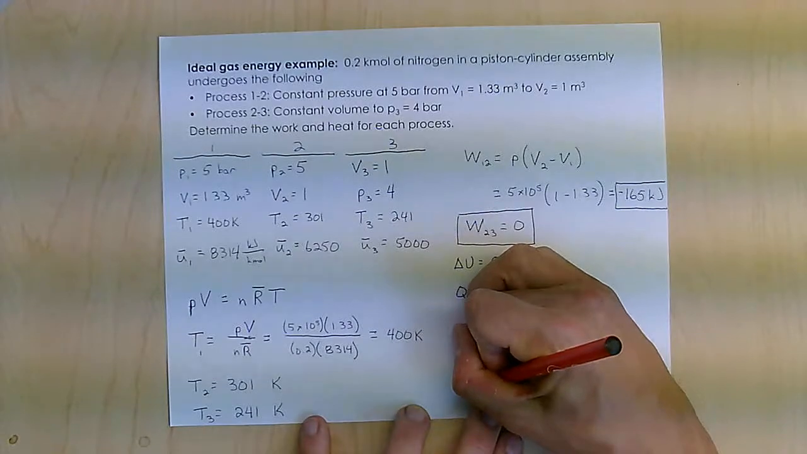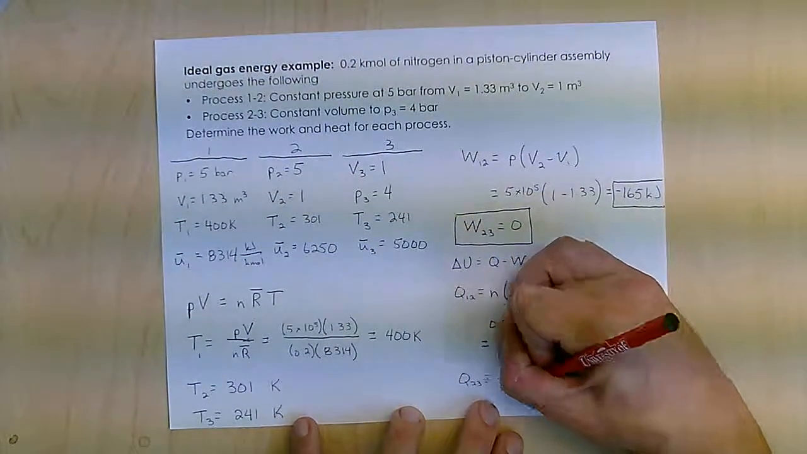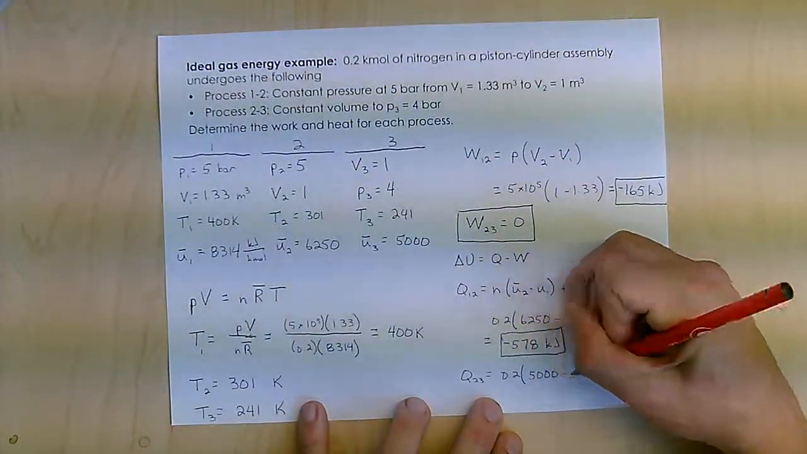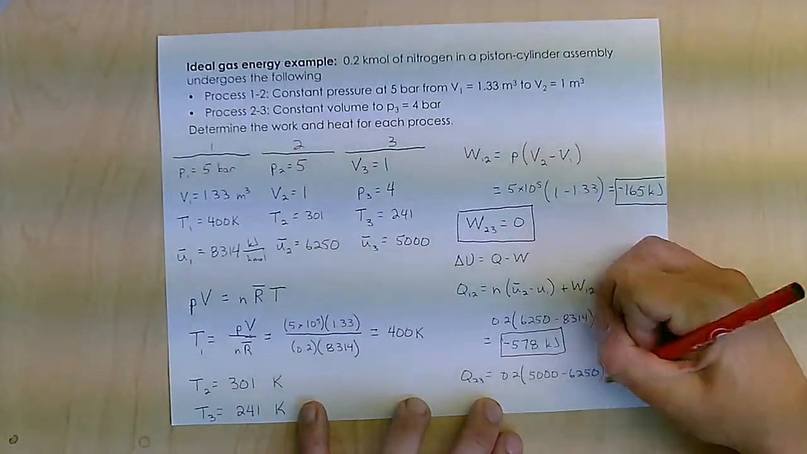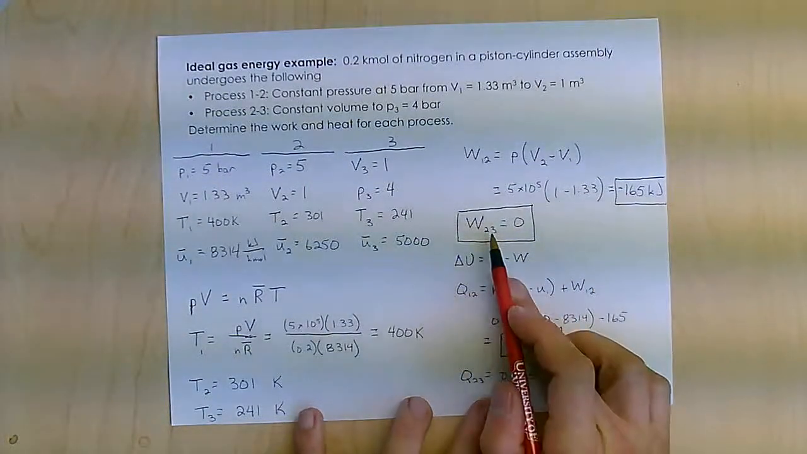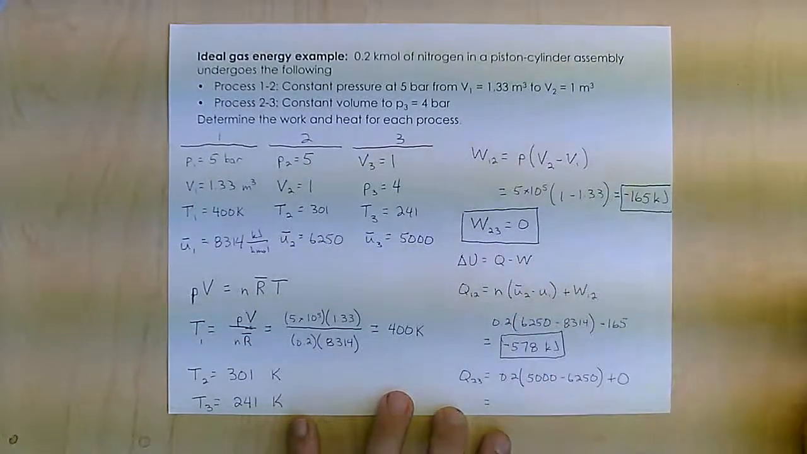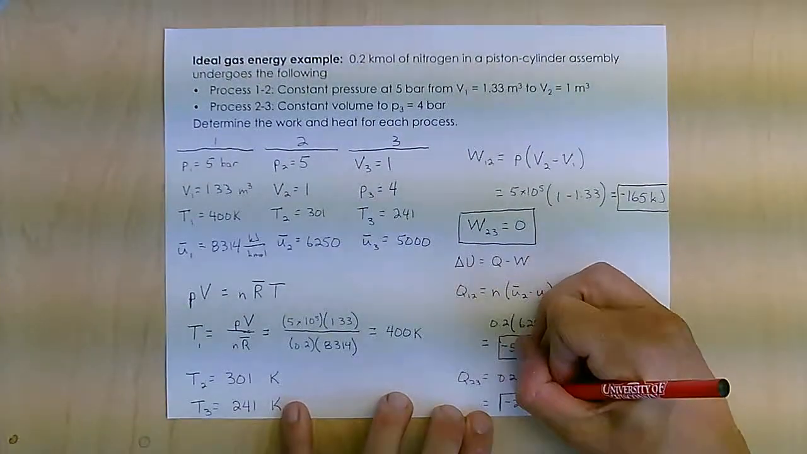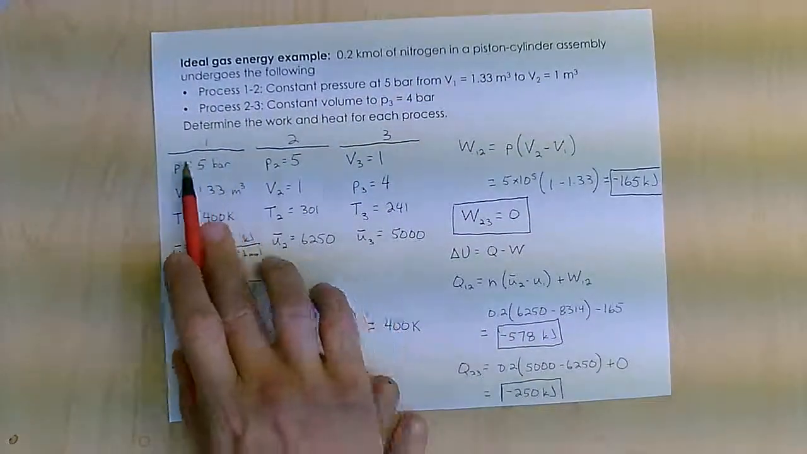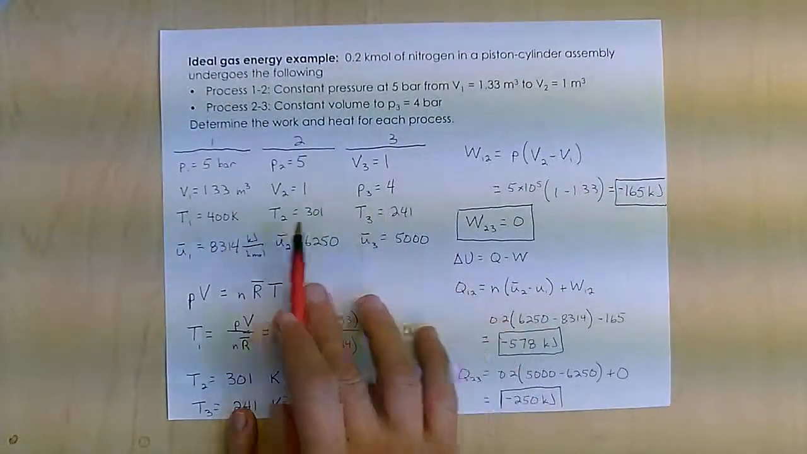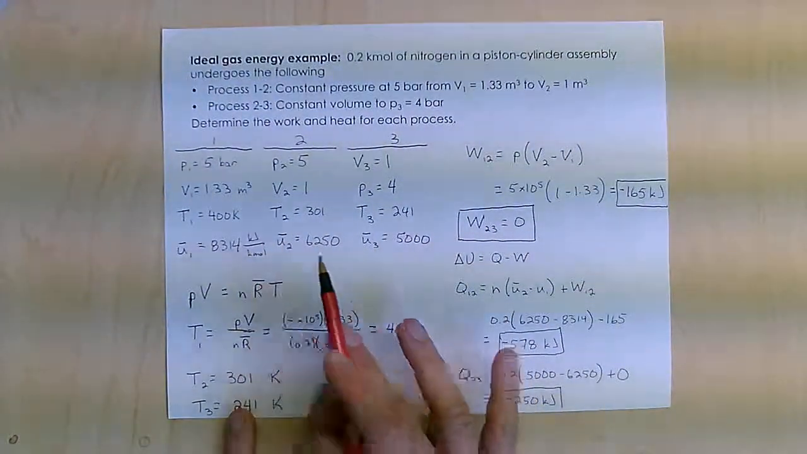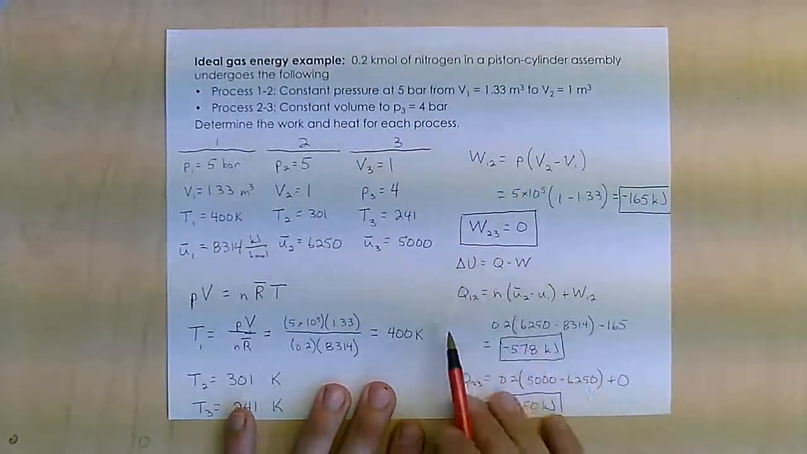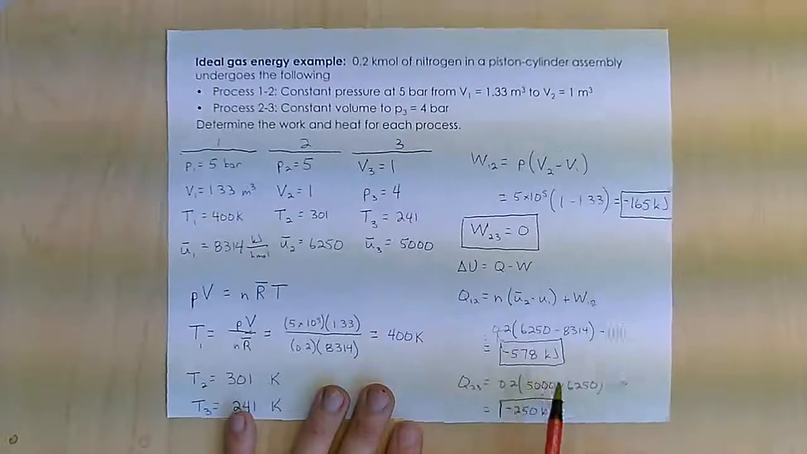Doing Q 2 to 3, again, I take 0.2, but this time it's 5,000 minus 6250, plus 0, because the work 2 to 3 is 0. That gives me Q 2 to 3 to be negative 250 kilojoules. So again, set your states using P and V and the ideal gas model, find T, then use the table to look up U bar. Once I have all of this, work is the relationship between P and V, and then I use the first law along with those U values and work to figure out my heat.